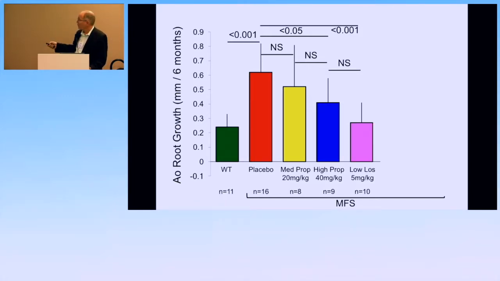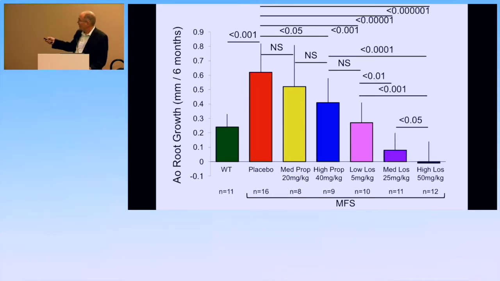At low dose losartan, here 5 milligrams per kilo, you can see that there is significant improvement and even a better improvement than was seen in medium dose propranolol. But at each subsequent increase in dosing, you see a further decline in aortic growth rate, even after you're no longer having any further impact on hemodynamics in these mice.